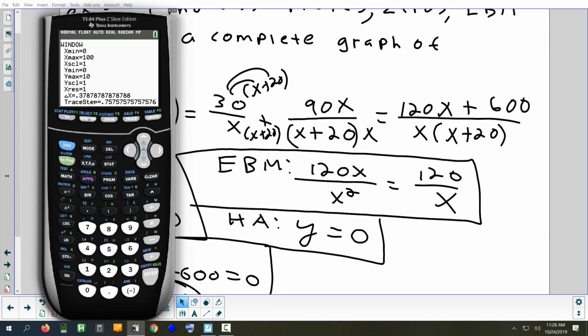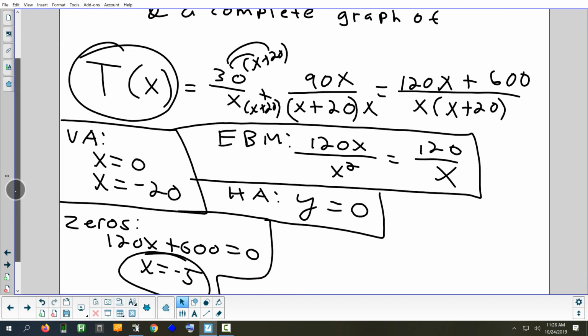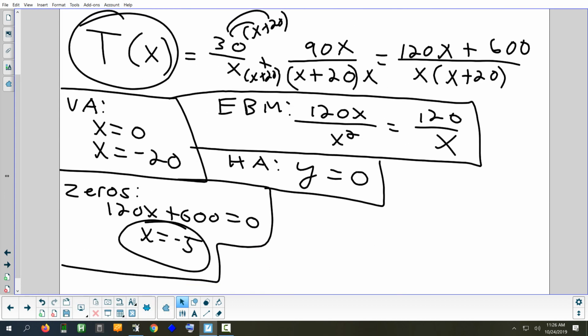Now, you want a complete graph of this whole thing? Well, then I got to go all the way to -30 maybe on the X. And then I could see my vertical asymptote.